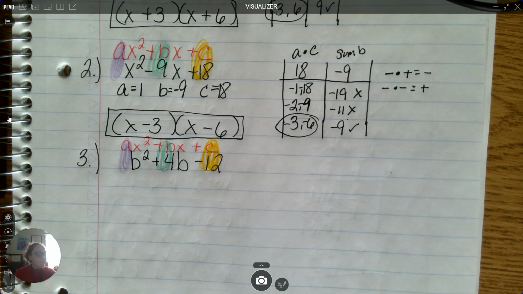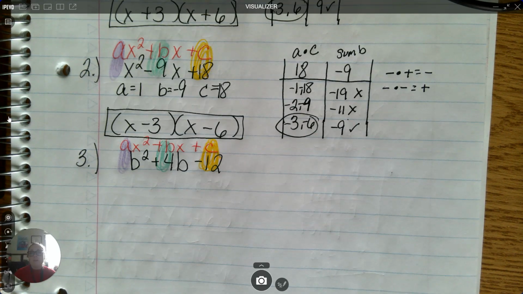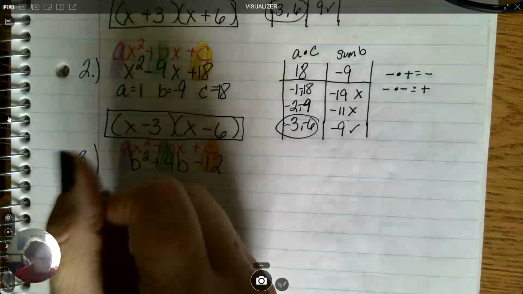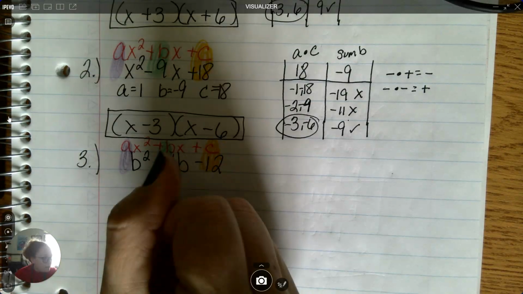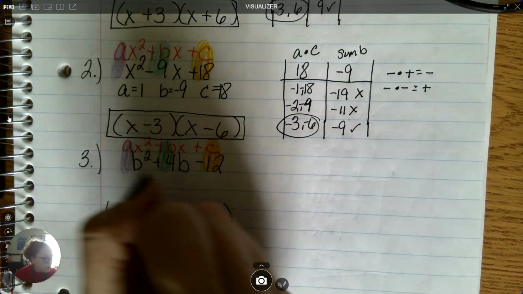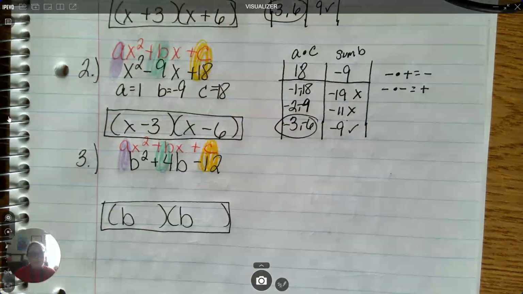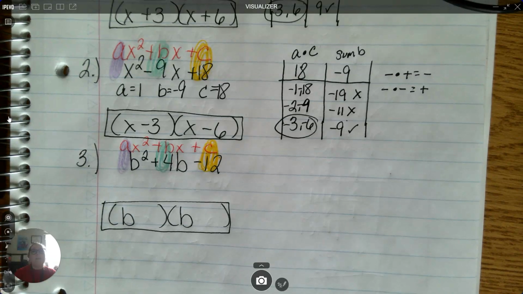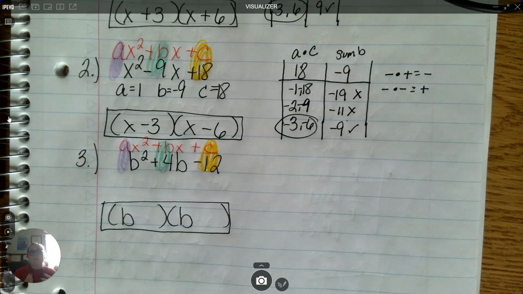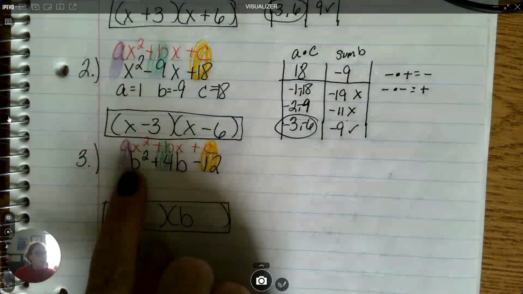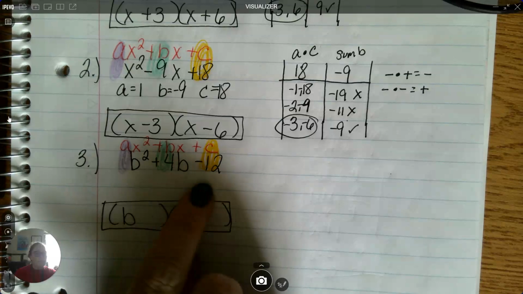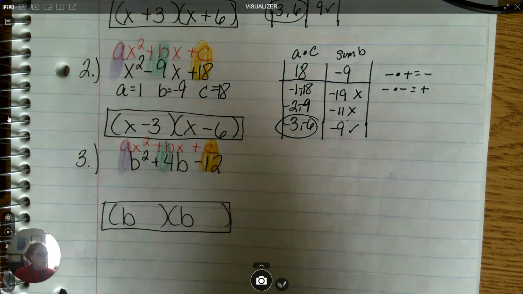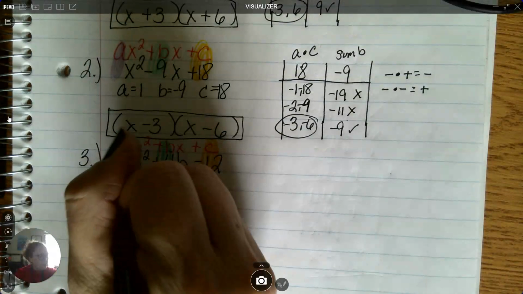Okay, on our example 3, you'll notice that our x's have changed to b's. That's perfectly fine. All that means is in my answer, I will have b's instead of x's. The process has not changed, and I know sometimes we think that if it looks a little bit different, they're changing something on us. They are not. It's still in that x squared plus bx plus c form. Okay, so don't stress. A still equals 1.